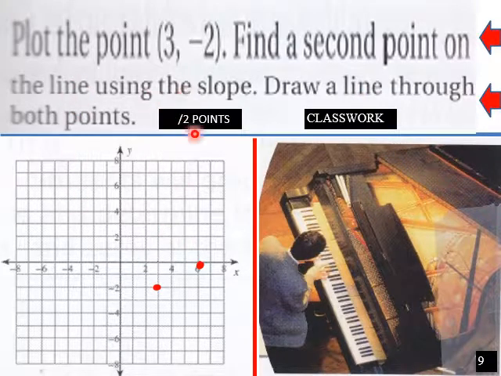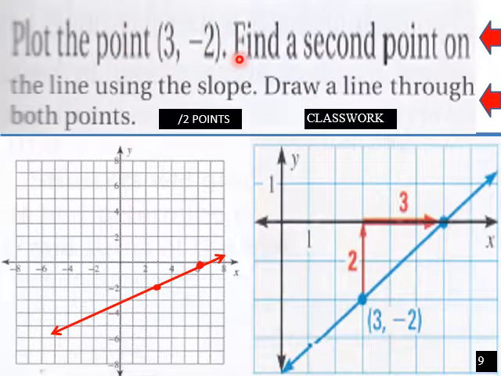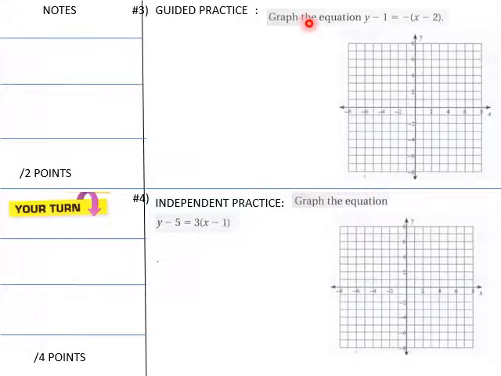So using slope, what's our slope? 2/3. Rise over run. So up 1, 2, and then over 1, 2, 3. That would be the second point there. There's our line through the 2 points for this line here. You draw it like this, 2 over 3.